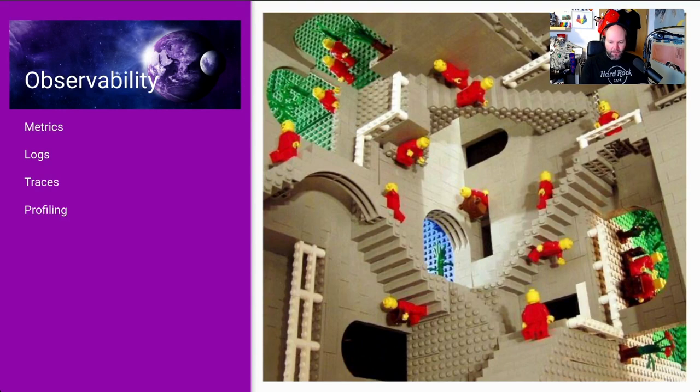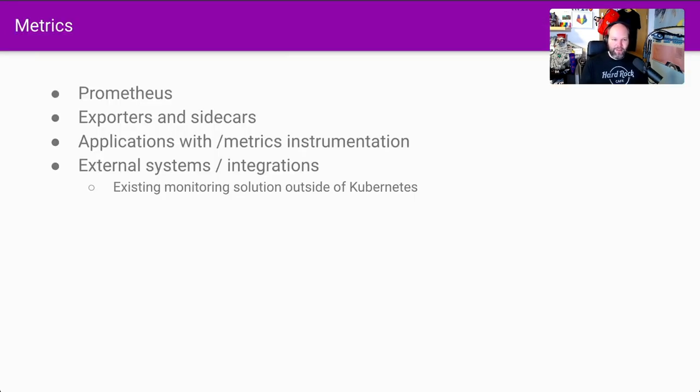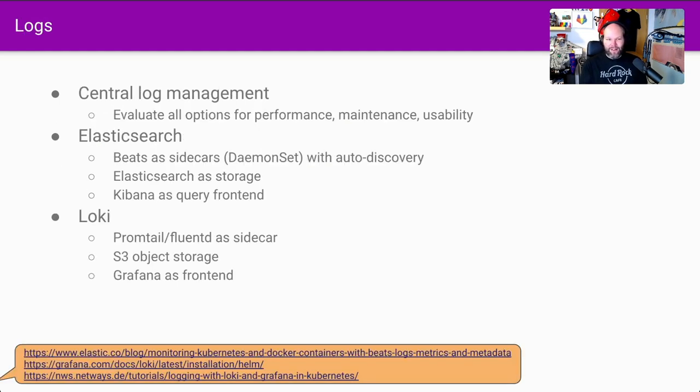Now, last but not least, we need to shift from just monitoring to observability. We have metrics with Prometheus, the exporters, the sidecars, the applications with /metrics instrumentation, and also integration outside of Kubernetes. But this is probably not enough for running operations and SRE. So let's keep an eye out for logs. Maybe have a central log management available, either Elasticsearch with Beats as sidecars in daemon sets with auto discovery and Kibana as a front end, or a more lightweight approach with Loki, Promtail and Fluentd, and then using Grafana as a front end.